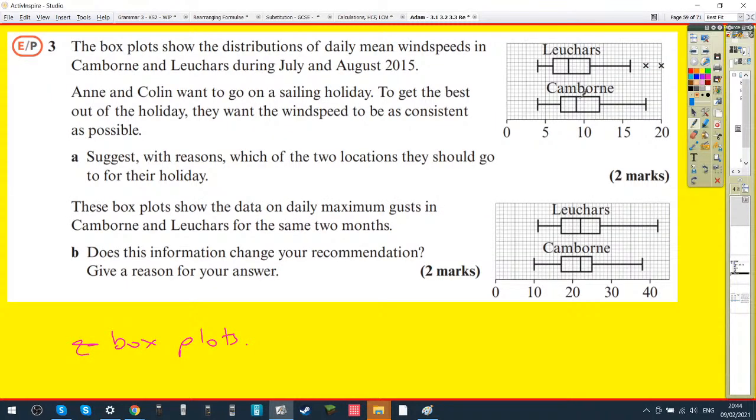All right. So Lukers and Camborne. Compare the two. This is daily mean wind speed. What do the two X's mean again? Outliers. Okay. So they've been removed.